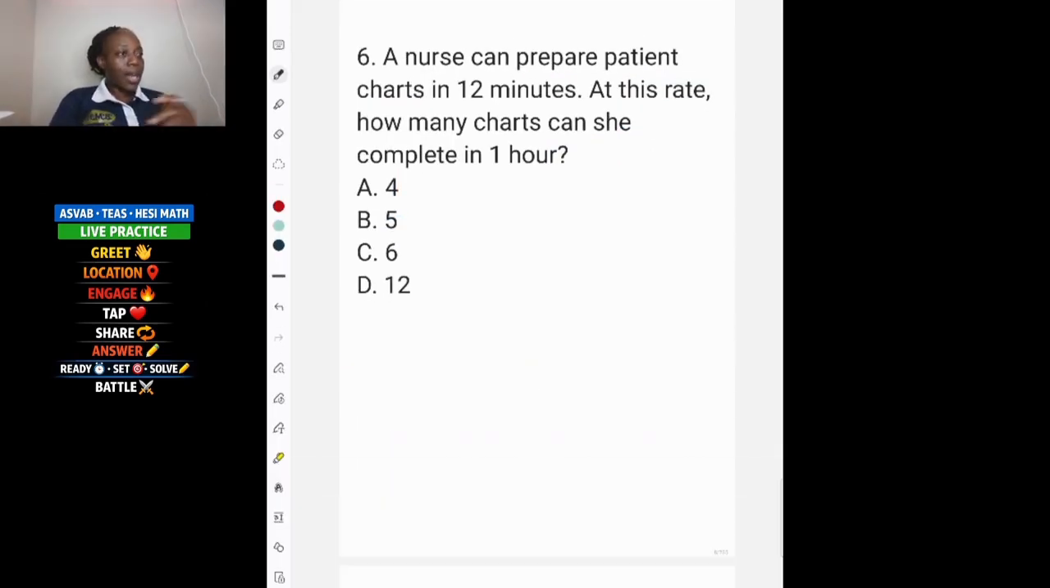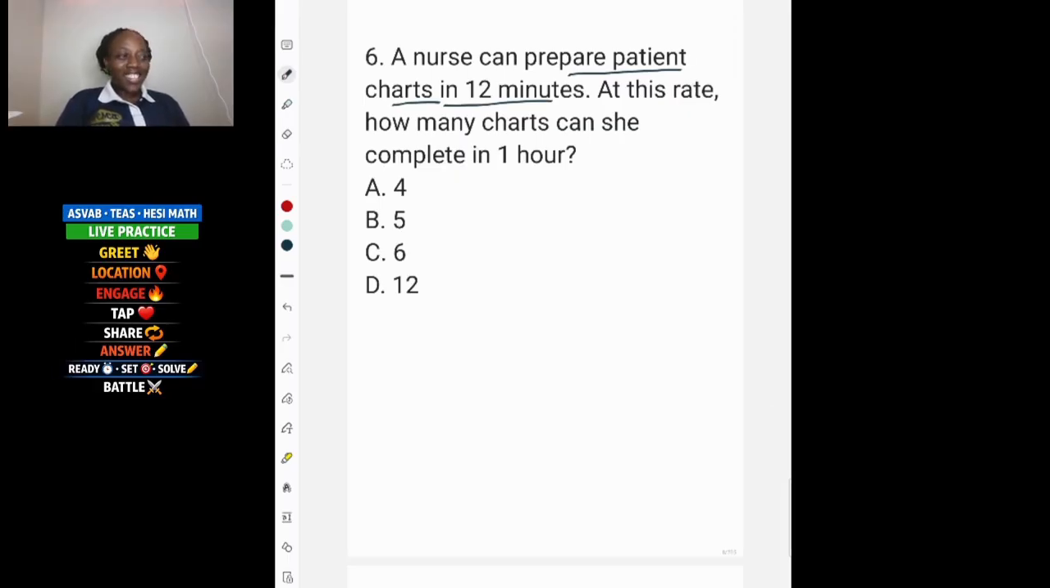Number 6 right now. A nurse can prepare patient charts in 12 minutes. At this rate, how many charts can she complete in 1 hour?